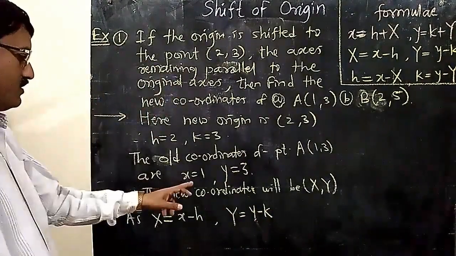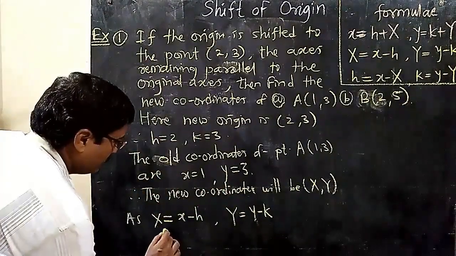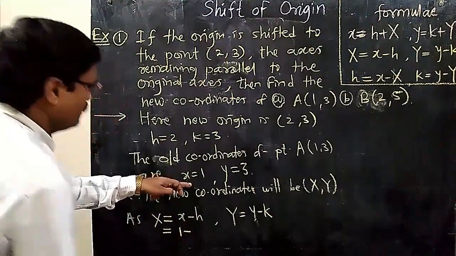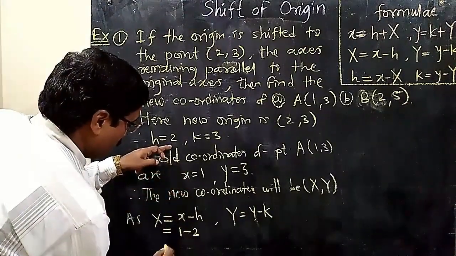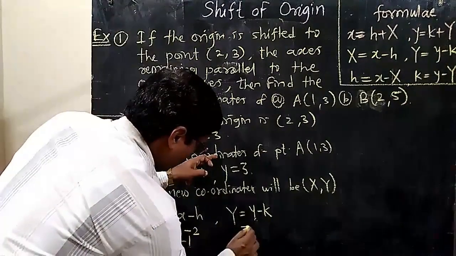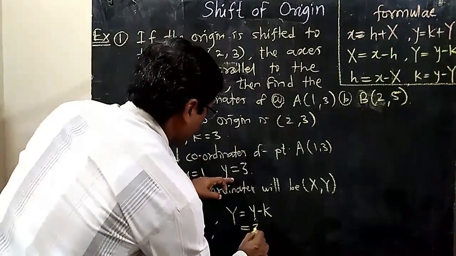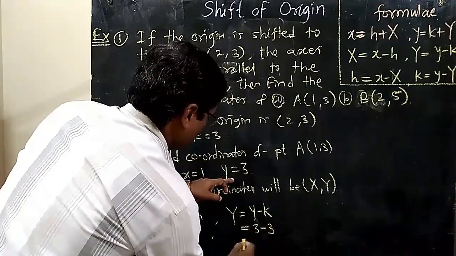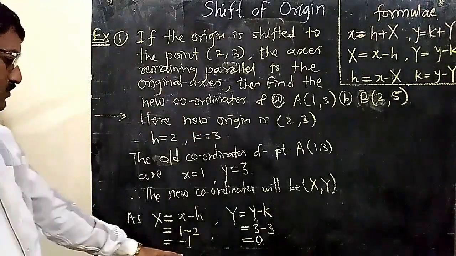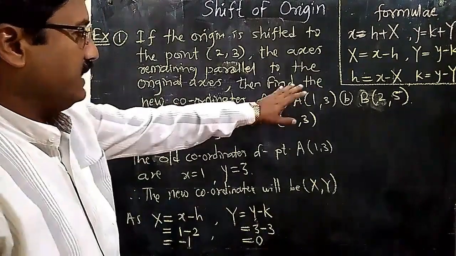Let us put the values of small x, y and h, k in these two equations. We get here small x is 1, small h is 2, so capital X is equal to minus 1, and capital Y is equal to small y is 3 and k is 3, so it is equal to 0. So here x is equal to minus 1 and y is equal to 0 are the new coordinates of point A.